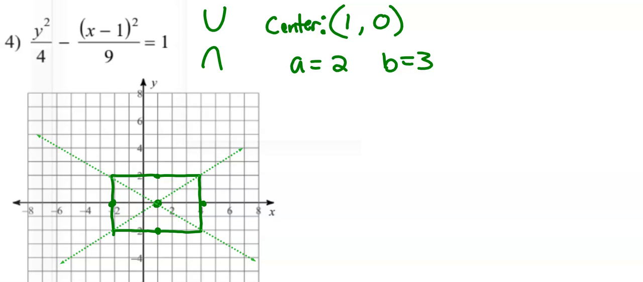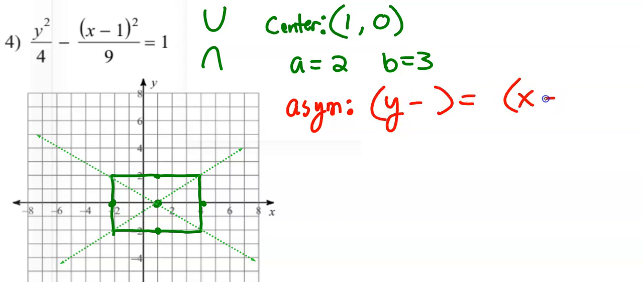And then let's go ahead and write out the equation for the asymptotes. So the asymptotes are going to be at y minus something equals the slope times x minus something. And I'm going to copy that right there. It's going to have 0 and 1. And the slope is rise 2, run 3. But it can be plus or minus because we also have the negative version of that. So there's our 2 asymptotes. There's our center. Our vertices are already labeled.